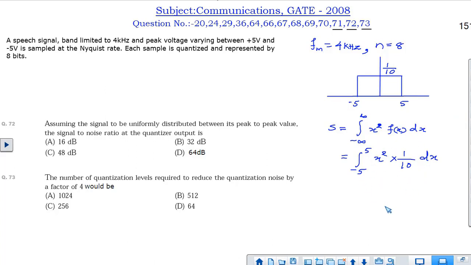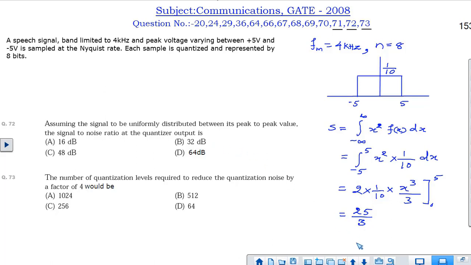As this is an even signal, you can write 2 times 0 to 5, and this will become x cube by 3, 1 by 10 will be there, limit will be from 0 to 5. After further simplification, we will get the signal power to be 25 by 3 watt. Now let us try to find out what is the quantization noise power.